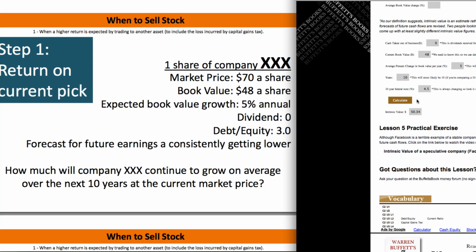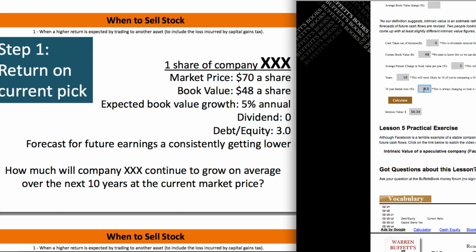Which we already figured out. In order to figure out how much we think we would get over the next 10 years, all we have to do is adjust this number. Instead of having 4.5% in for our 10-year federal note, we're going to adjust that number until our intrinsic value equals the current market price. Our current market price is $70, so I have to adjust this number here until the intrinsic value equals $70, or pretty close to it.